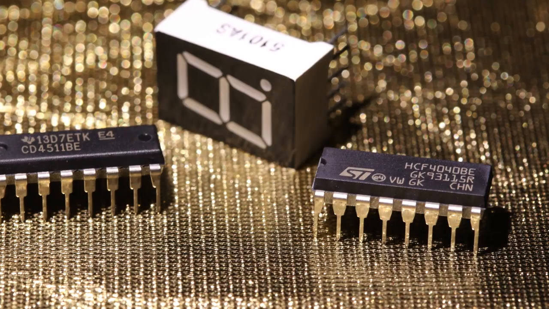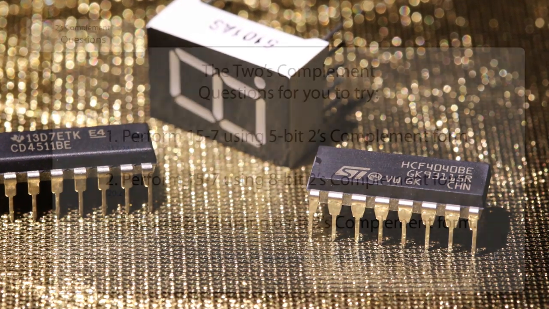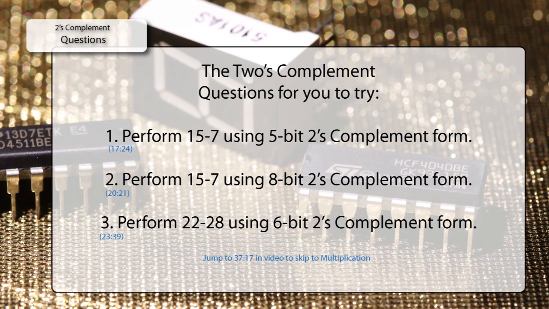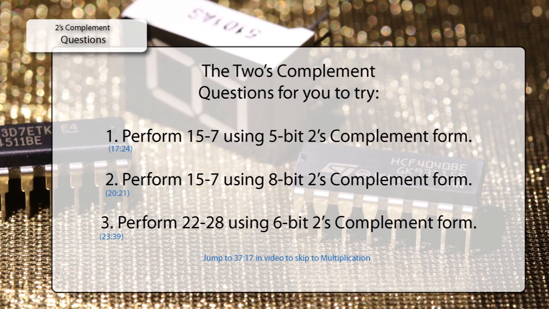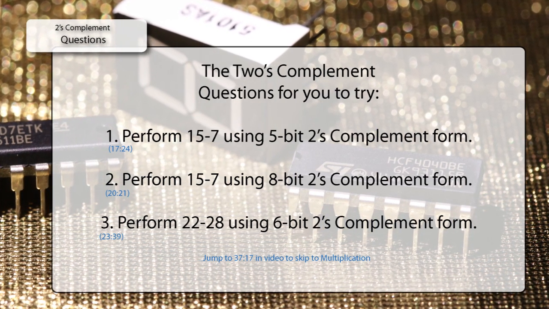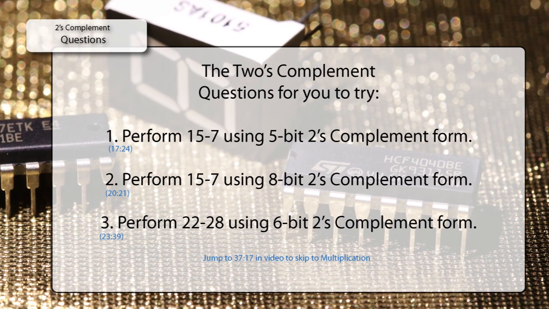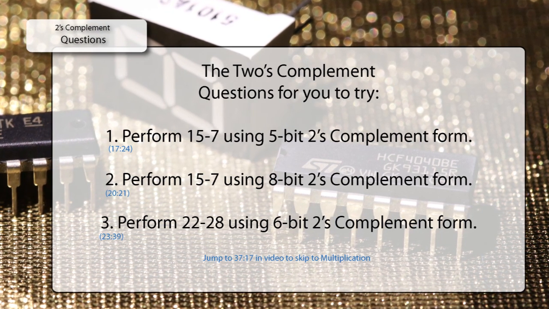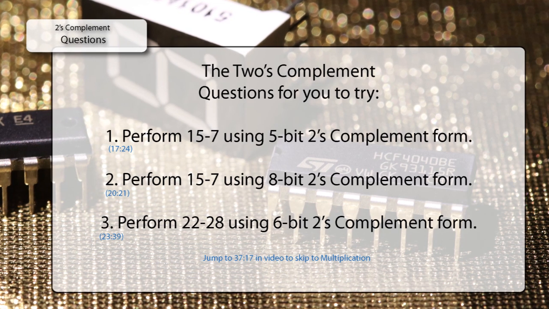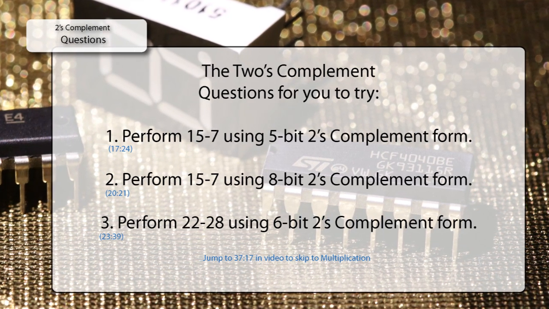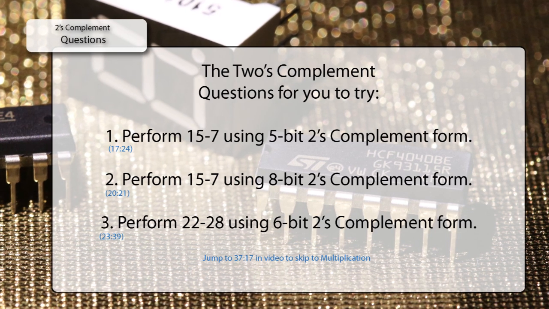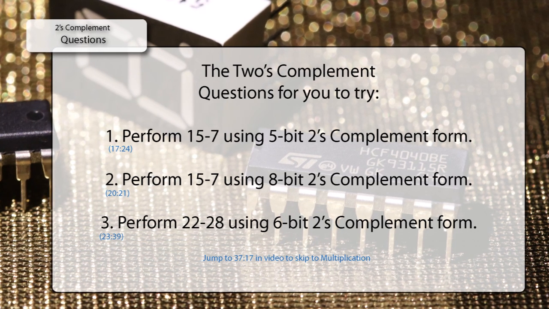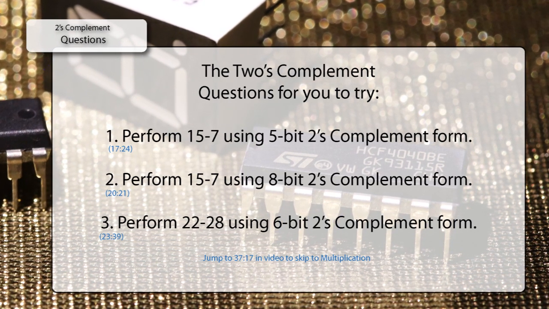Before I look at multiplication, here's a few examples for you to try. Perform the subtraction of 15 minus 7 using 5-bit 2's complement form. Perform 15 minus 7 using 8-bit 2's complement form. And perform 22 minus 28 using 6-bit 2's complement form. In all cases, you should use a single sign bit and the remainder of the bits for the magnitude. Obviously, you know what the correct answer should be in decimal, but that's not the point. We need to be able to build logic circuits that can determine what the answer should be for us. So please pause the video now and have a go at doing the calculations yourself, and then I'll provide the solutions.